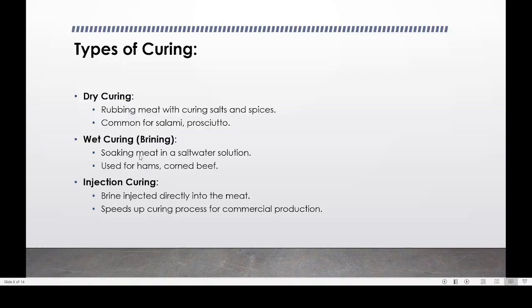Then wet curing: soaking meat in a salt water solution, used for hams, meaning pig, and corned beef. These are two items. In the case of wet curing meat, we will be simply putting it in some salt solution. See, these are techniques of this wet curing.